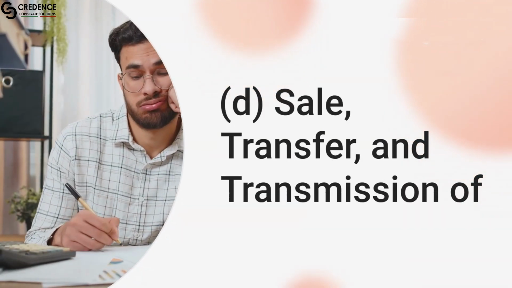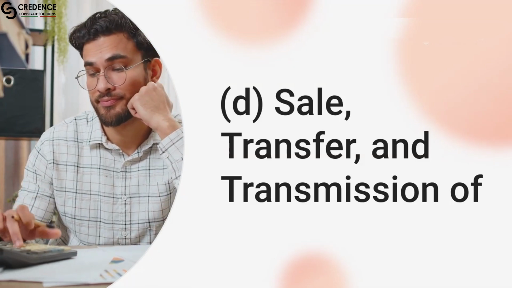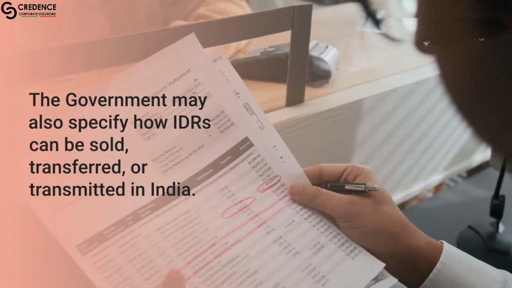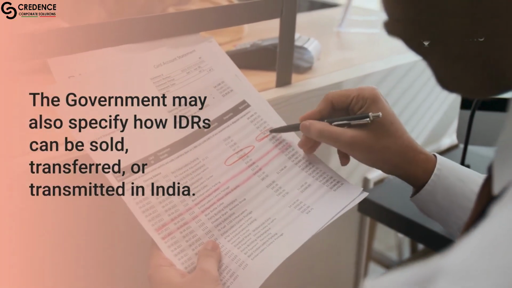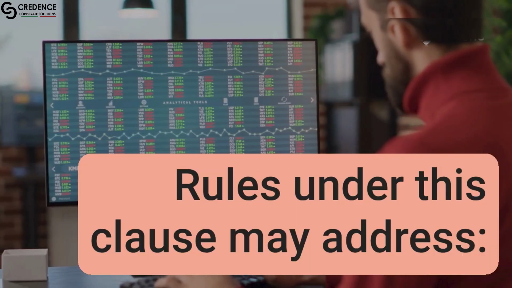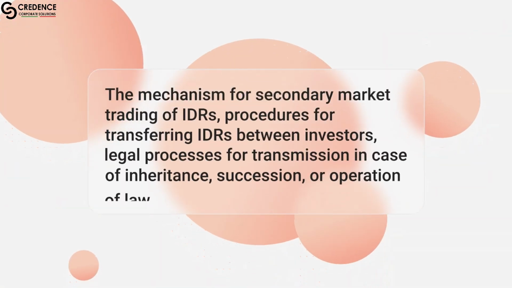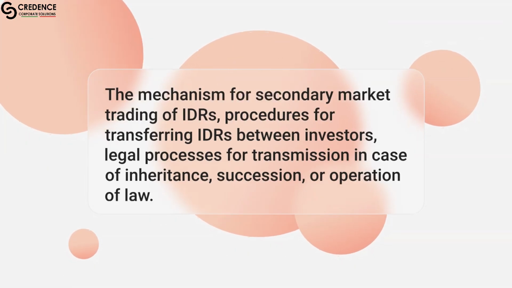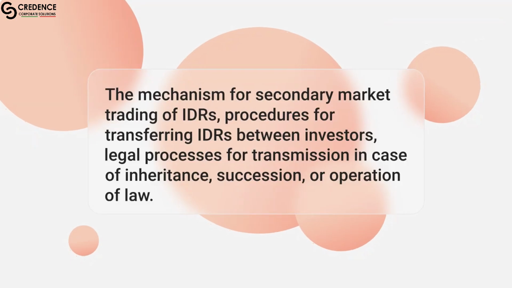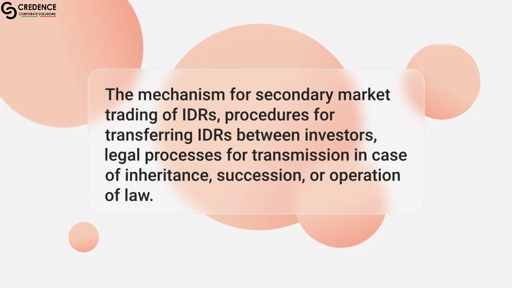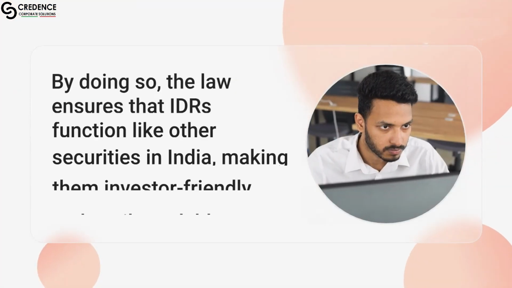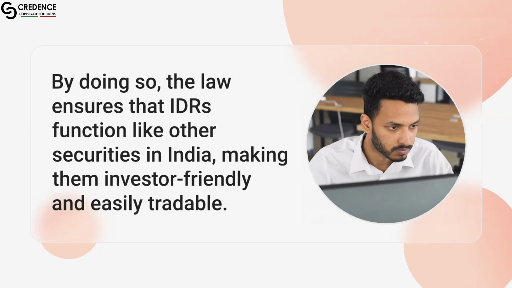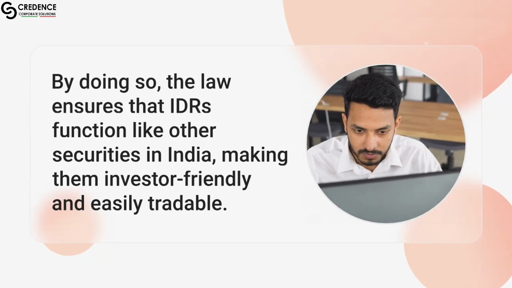D. Sale, transfer, and transmission of IDRs. The government may also specify how IDRs can be sold, transferred, or transmitted in India. Rules under this clause may address the mechanism for secondary market trading of IDRs, procedures for transferring IDRs between investors, and legal processes for transmission in case of inheritance, succession, or operation of law. By doing so, the law ensures that IDRs function like other securities in India, making them investor-friendly and easily tradable.